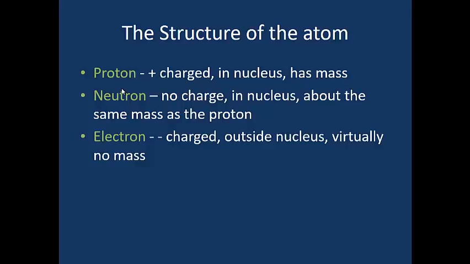And remember that the electron is zipping around the outside in those defined cloud regions. And the electron is negatively charged. It's outside the nucleus, and compared to the neutron and the proton, we say that it has no mass.